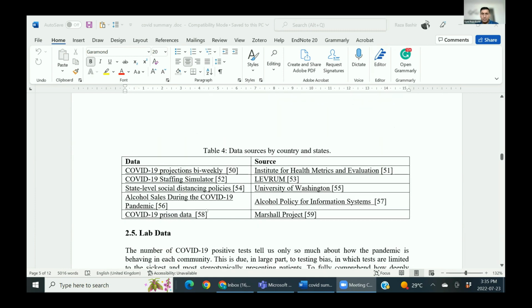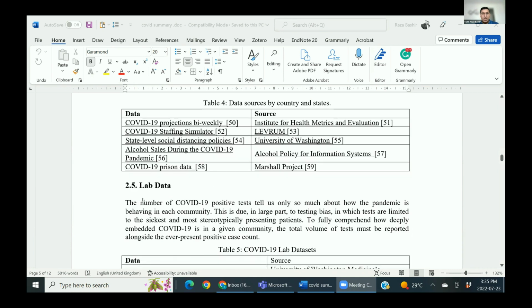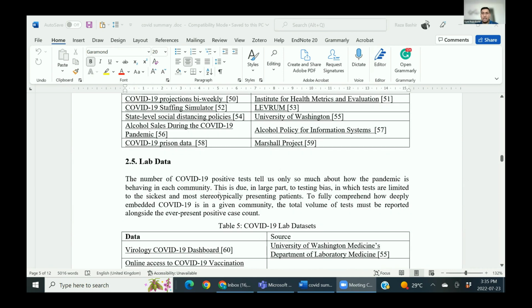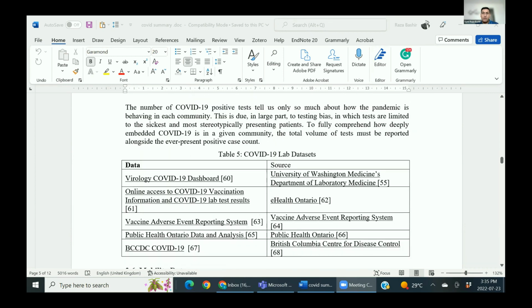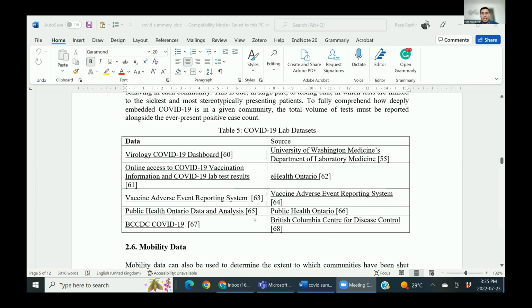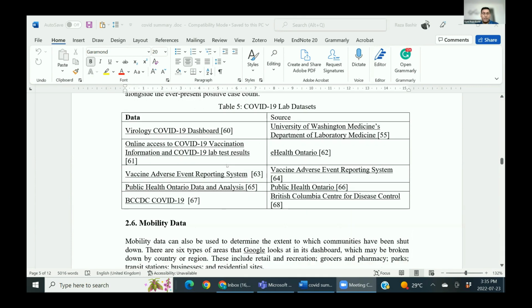This is the detailed summary for this lab data. There are also different labs that conduct tests. So here we gathered it from, this is the table, University of Washington's Department of Laboratory Medicine, eHealth Ontario, Public Health Ontario, British Columbia Center for Disease Control. So this is the fifth one.